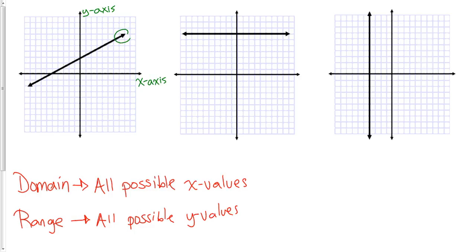So the first thing we want to do is identify what direction are the arrows pointing. Remember, the arrows mean that this line goes on forever in both directions, or whatever directions the arrows are pointing. So in this case, we have an arrow that's pointing up and right. And then we have an arrow that's pointing down and left. So if we start with our domain for this graph, we have an arrow going to the right forever, and we have an arrow going to the left forever, which means that the x values could be all possible numbers.